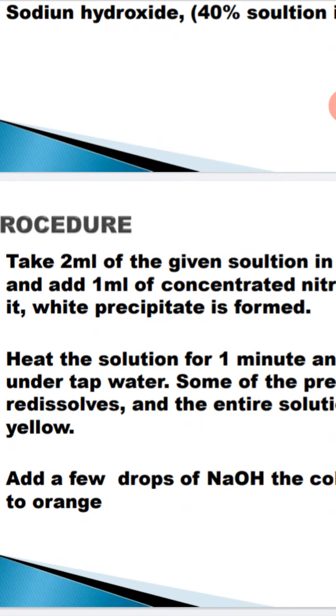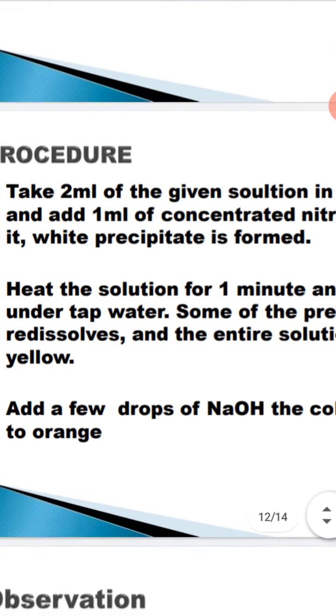Now you heat the solution for 1 minute and then cool it in tap water. What are we doing? Heating and then cooling. After cooling, what you see is that some precipitate will redissolve and the entire solution becomes yellow. And to this yellow solution, if we add a few drops of 40% NaOH, then the color changes to orange. This is a confirmatory test that tryptophan and tyrosine are present.